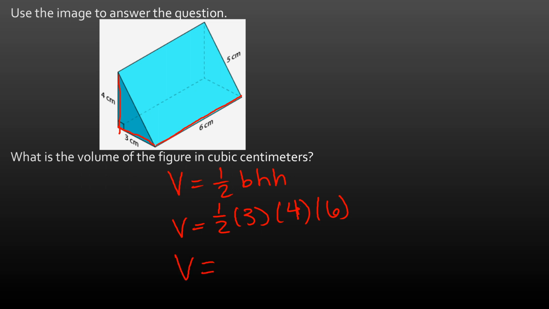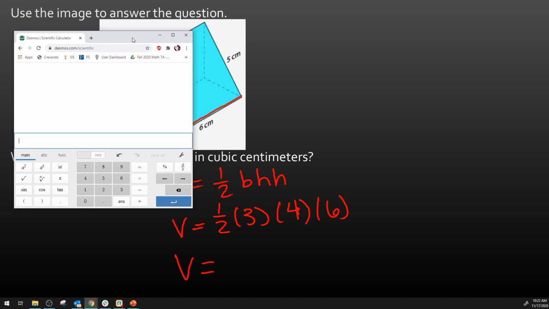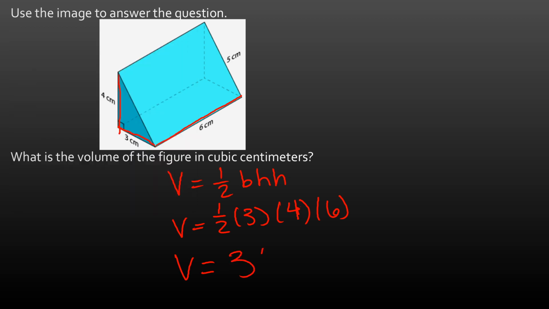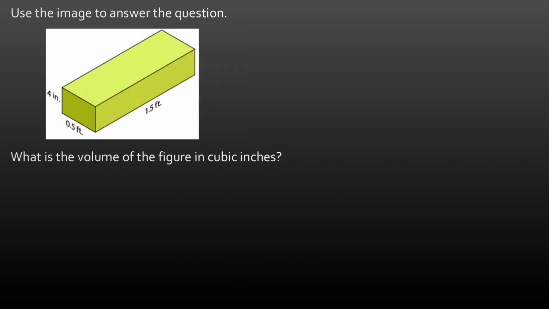And once I know that, all I need to do is type that into a calculator and it tells me my answer. So I have 1/2. You can also type in 0.5 for 1/2 if you would like. Times 3 times 4 times 6. 36. 36 centimeters cubed is my volume. And that's it. A bit easier than surface area. You might start recognizing some of these figures from the surface area lesson that we just did in lesson 26, but now instead of finding surface area, we're finding volume.